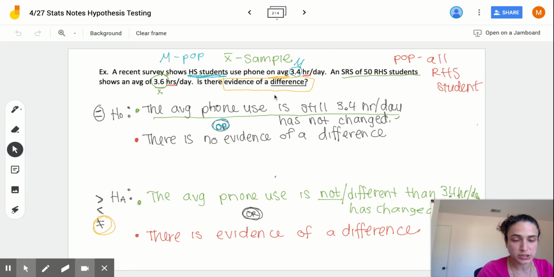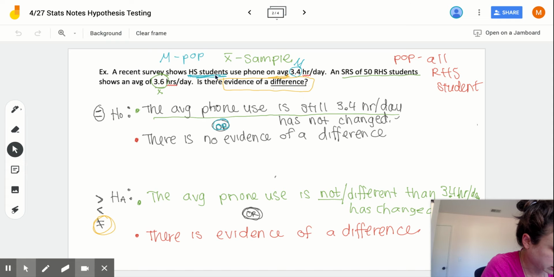Sometimes you're going to have proportion problems. The reason I know this is a mean problem is because of the word average. You see the word average twice, and it's not talking about a percentage. So now that we know it's a mean, identify which one's mu and which one's x bar. Remember, x bar is about the sample. This is all going to matter when you write your hypotheses. Since x bar is about the sample, you want to ignore that number completely. We're going to focus in on mu, which is about the whole population. In this case, the population was high school students. Oops, the population isn't even all RHS students.